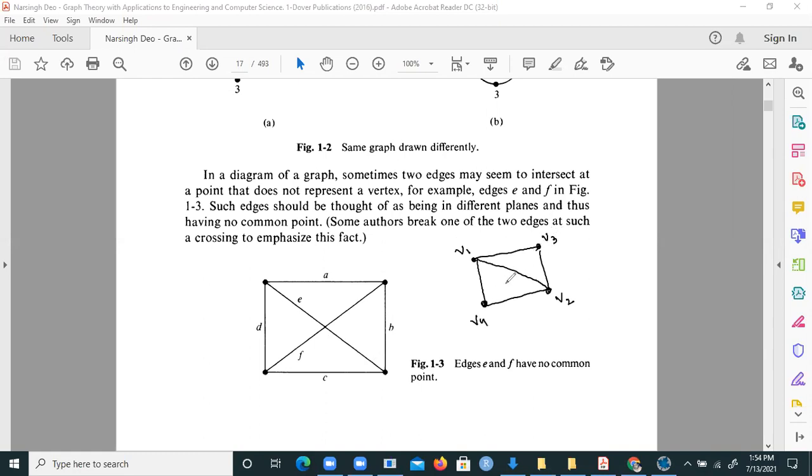If I want to join V3 and V4, then it goes above this other vertex. So this particular edge E is lying on a plane, and this particular edge F is lying on a different plane. So they are not actually intersecting at this point, and therefore this intersection point has not been made bold, because it is not at all a vertex. This you have to keep in mind. Okay, so let's proceed.